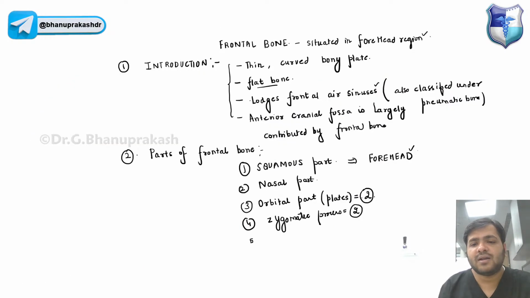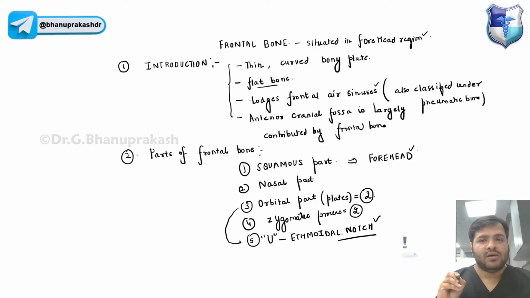So the fifth part that you have to mention: in between the two orbital plates, we have a U-shaped notch, and that is called the ethmoidal notch. Which bone will it lodge? It will lodge the ethmoid bone.